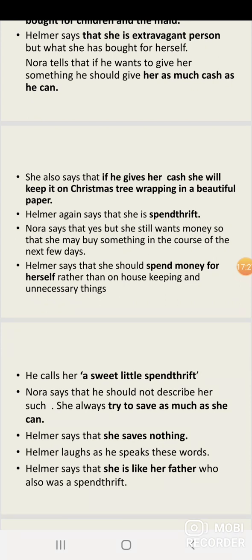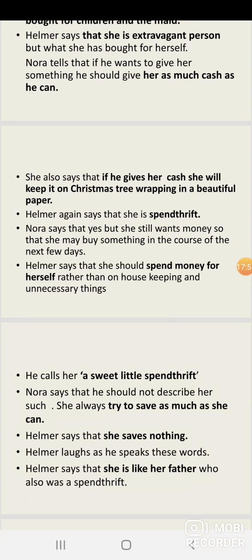Then Helmer says that she saves nothing. So the two are getting into an argument. She says, I have always tried to save as much money as I can, but again Helmer says that she has done nothing. That is, she saves nothing. She is always spending the money unnecessarily. She is a spendthrift, extravagant, etc.